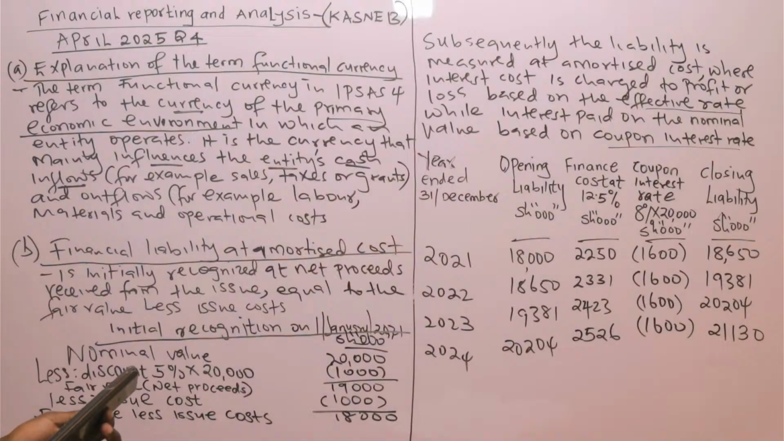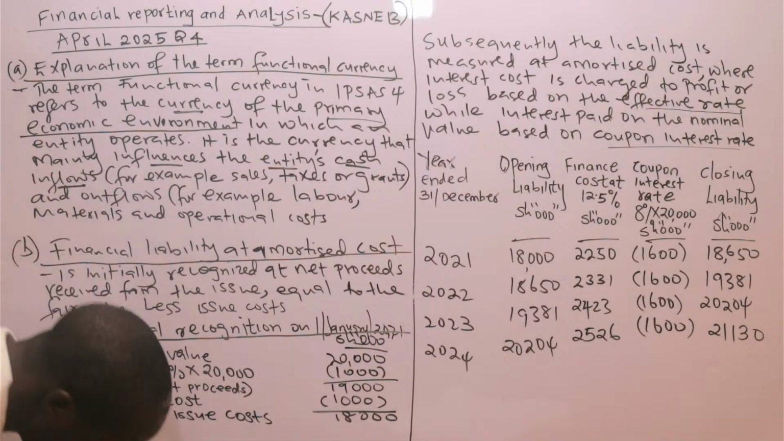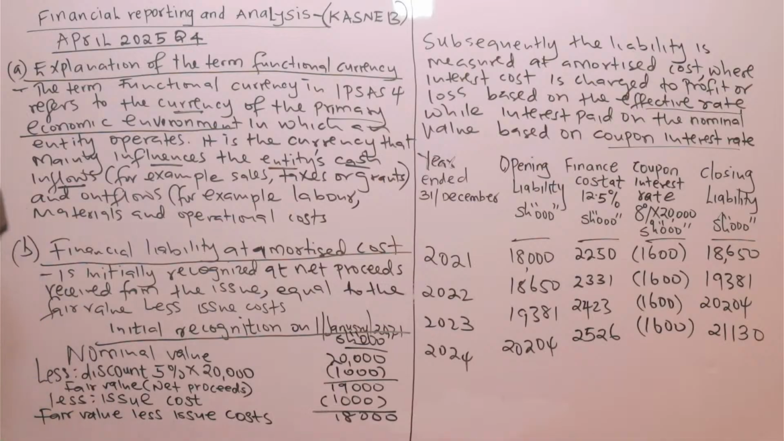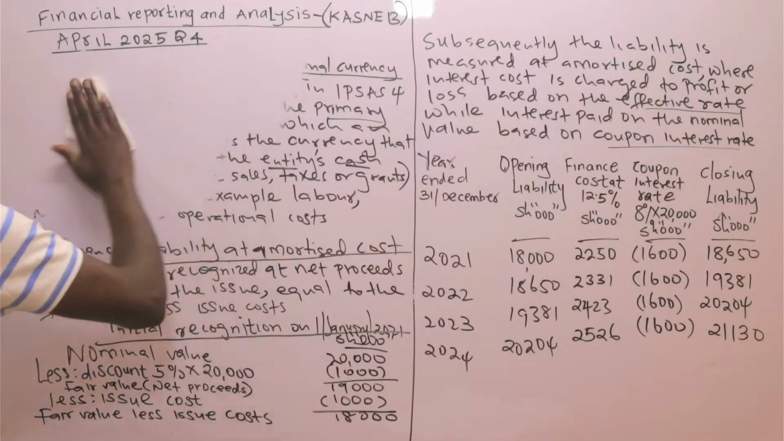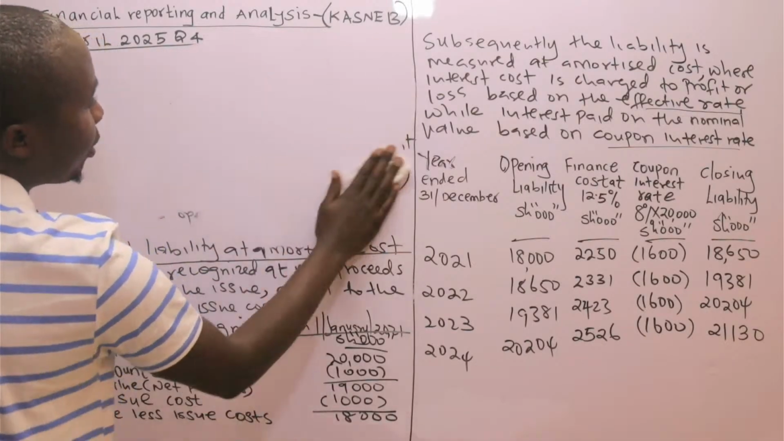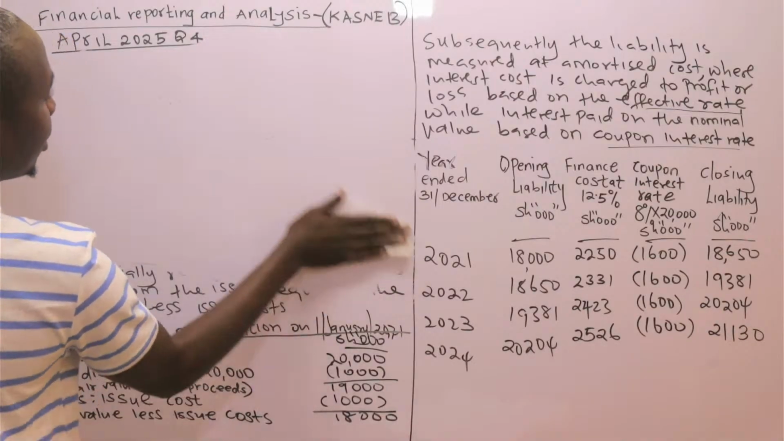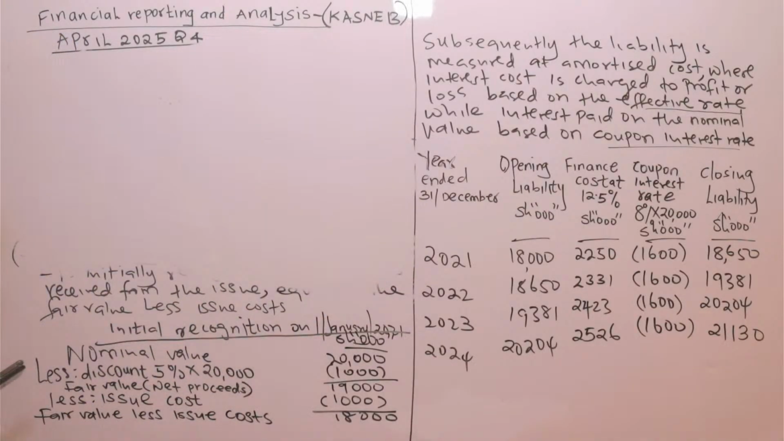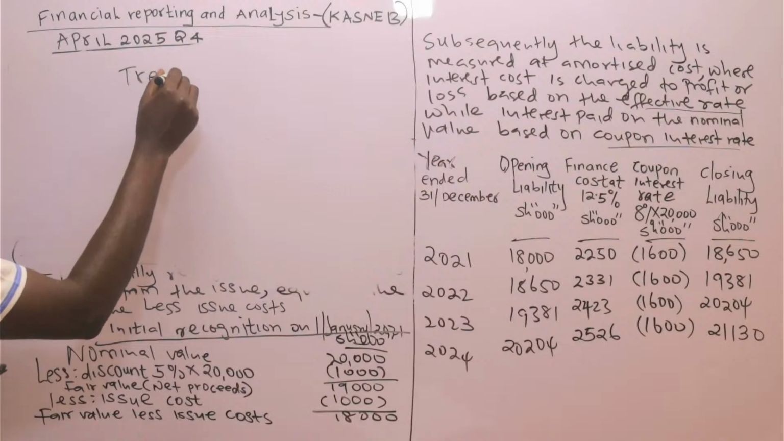So now you do some of the statements. You do some of the extracts. That is the statement of profit or loss and the statement of financial position. So what are we going to recognize in the statement of profit or loss? So I will come here and say Trends Limited.